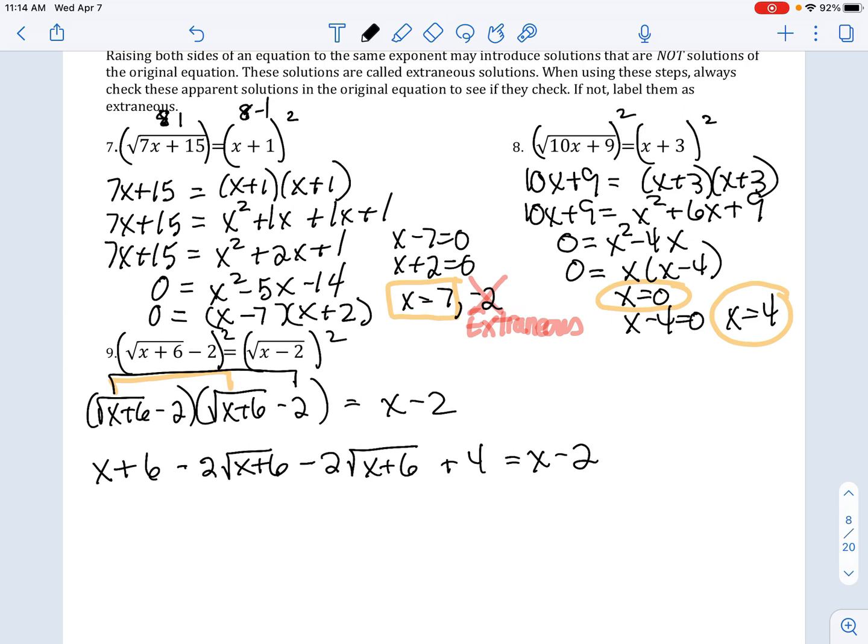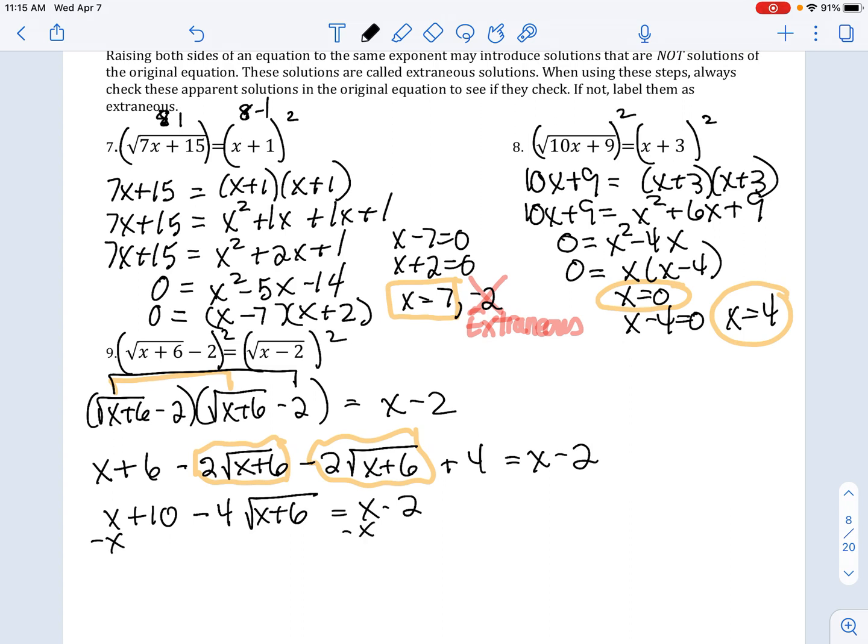Let's combine some like terms. We have x plus 6 plus 4, so that's going to be x plus 10 minus 4 times the quantity x plus 6 in square root. Those are like radicals, like terms, okay? Equals x minus 2. All right, now let's isolate the radical so that we can square both sides.